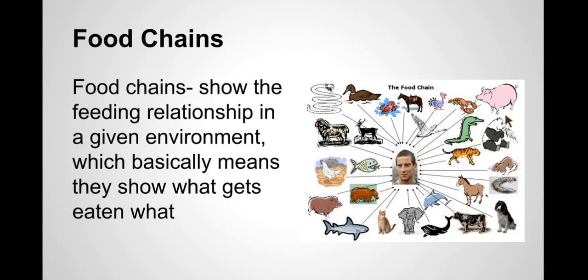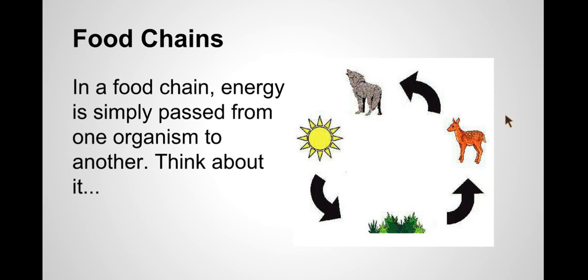Our topic today is food chains, class. Food chains show the feeding relationship in a given environment, which basically means they show what gets eaten by what. We talked a lot about how energy must be harnessed and used for something to be considered alive, right? Well, in a food chain, energy is simply passed from one organism to another.